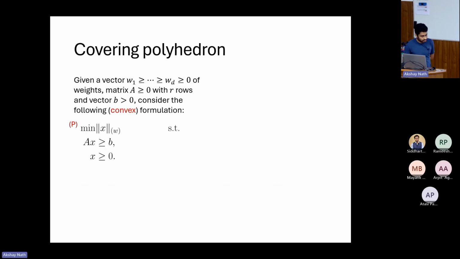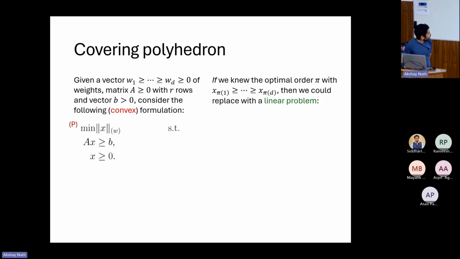So now let me introduce a different problem. Let me try to do this for general polytopes, right? So let me have a covering polytope Ax greater than or equal to b. And I want to minimize a norm here, and recall that I need a bunch of solutions that approximate all norms. So we have a convex formulation.